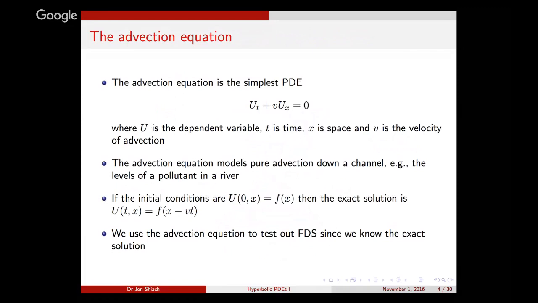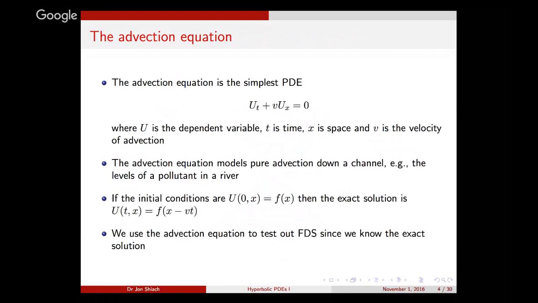If the initial conditions, remember u is a function of time and space, so when time is 0 we just have a function of space, so the initial condition is equal to some function f of x, then the exact solution is simply f of x minus v times t. In other words, something has moved downstream. This is unusual, because we have an exact solution to a PDE. I keep saying that exact solutions don't exist; well, this is one of the exceptions to that.